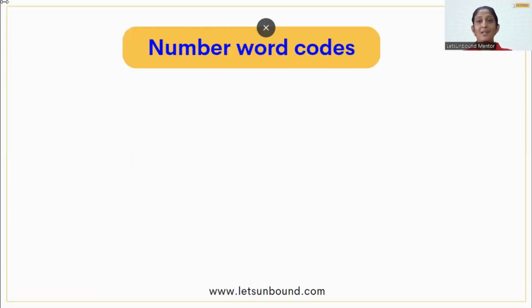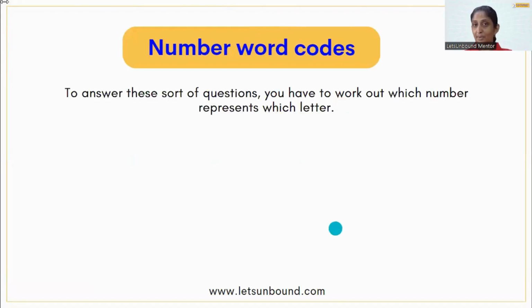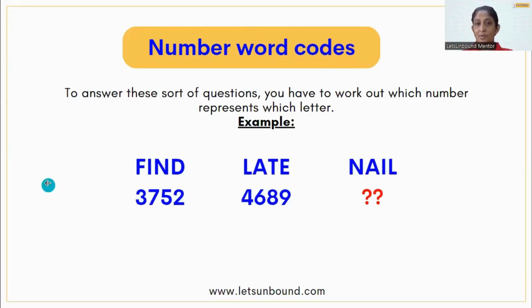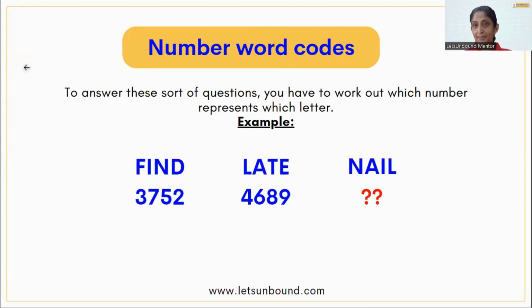So here I'm going to explain a very simple example first. What is a number word code? Supposing I have two words, find and late, and I need to find the code for the word nail, then how will I find it? Simple. We know that n stands for 5. So the code for n here is 5.